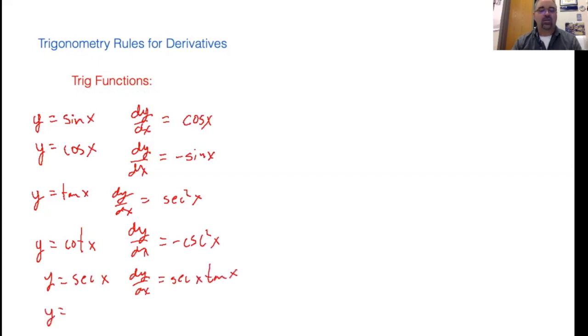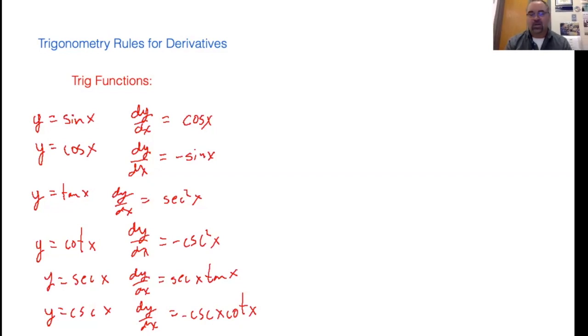And if y is cosecant of x, dy dx is cosecant cotangent. Sorry, negative cosecant x cotangent x. Don't want to forget that negative sign. So those are your 6 main trig functions right there, and how to derive them. We've probably already seen a few of those crop into the homeworks as I've gone through, but it's a nice place to put them all together.